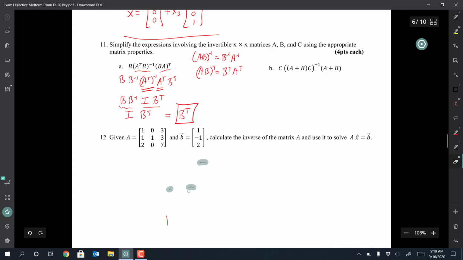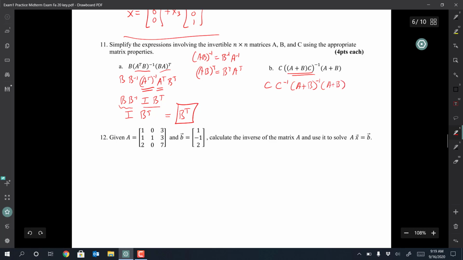Okay, all right, we go on to the next one here. Same thing here. In this case, I'm going to apply the inverse property, so I'll have C times C inverse times the quantity A plus B inverse. That is not a product; that is the quantity A plus B inverse times A plus B.